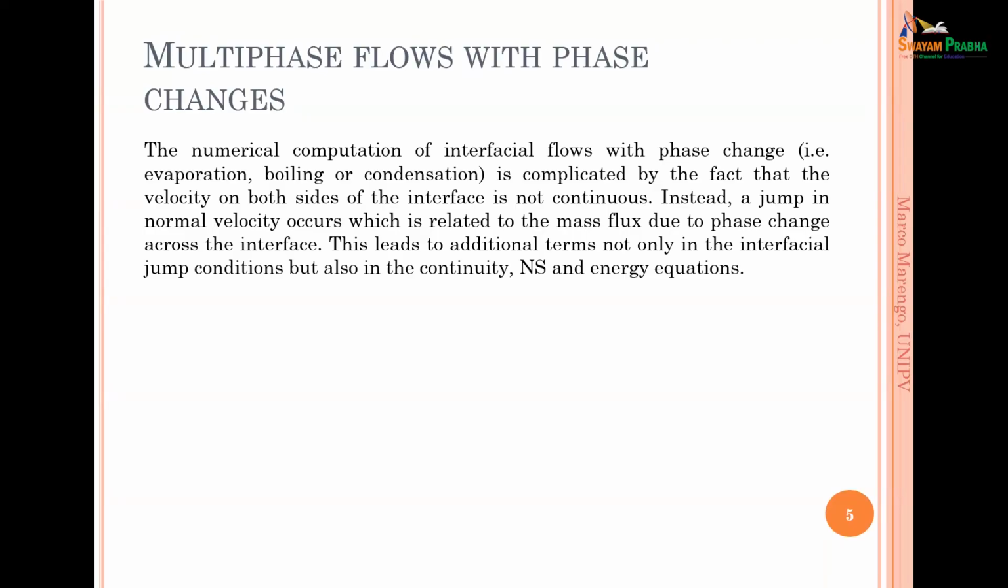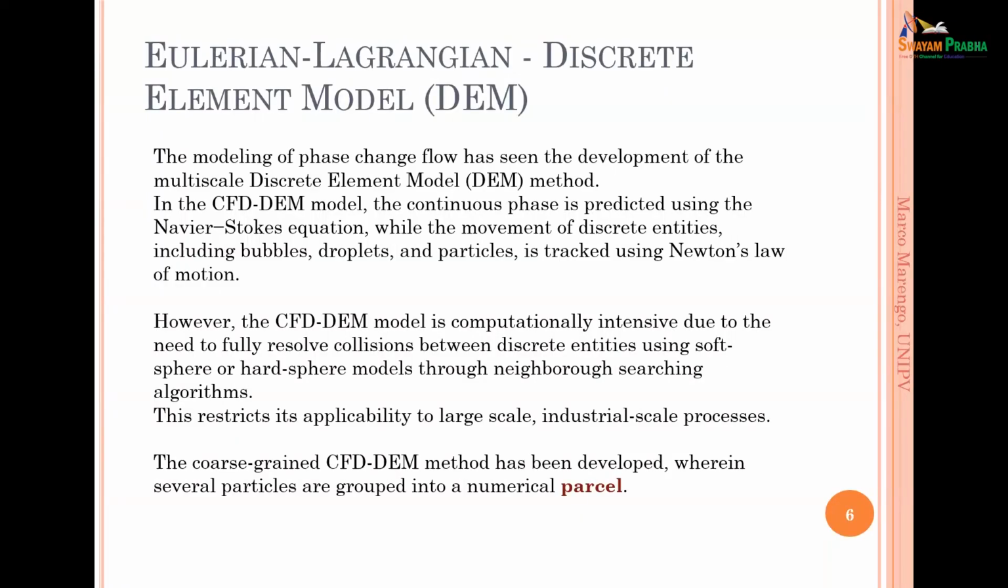Okay, so we have a jump in the normal velocity due to, for example, phase change. The phase change is complicated in VOF or level set and so on because we have a jump not only in the velocity, but also in the temperature and in the pressure, of course. Between liquid and vapor, of course, there is a jump in the pressure. So there is a jump in the temperature. We need to work on this because it's not really a big issue, but we need to deal with it in the proper way.